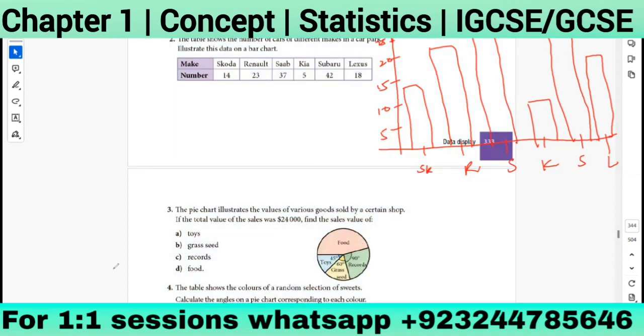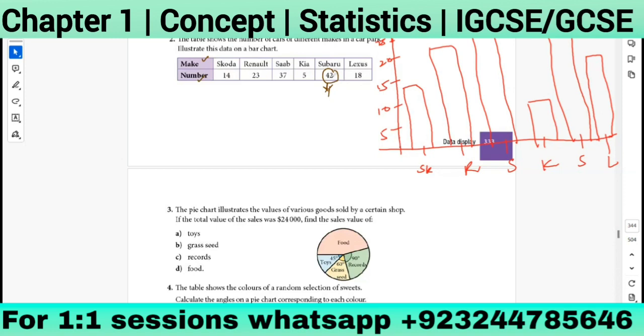Okay. So basically, how did we make this bar chart? By writing the make names on the horizontal axis and the number on the y-axis. The highest number we're getting over here is 42. So we can make the interval 5 each. It is up to us how much interval we make. Not necessarily 5, you can make 10, 8, or 7, but the highest number is 42, so you have to go up to 42. So you can make 5, which will be a very good sequence of intervals.